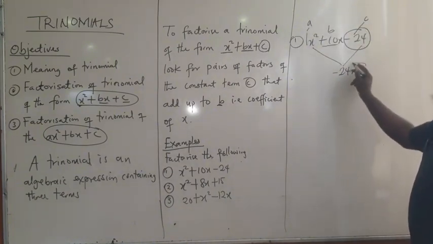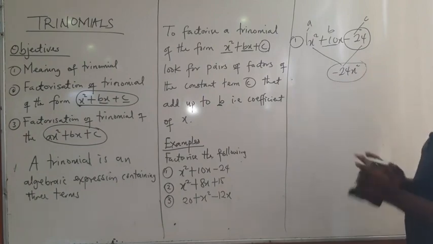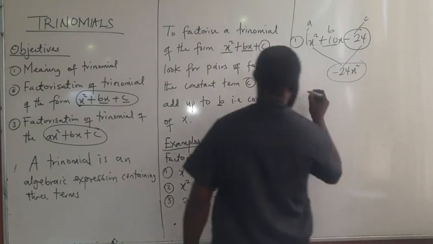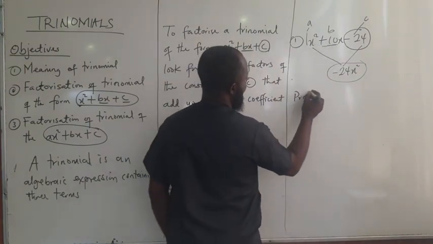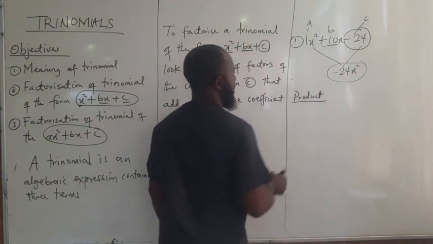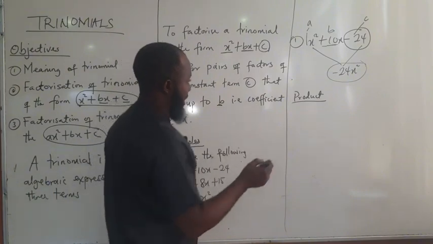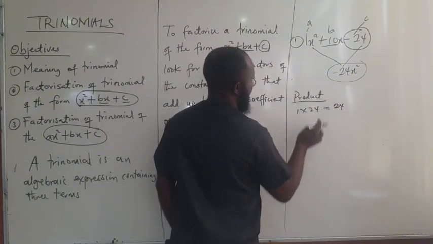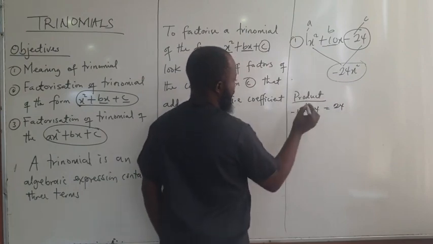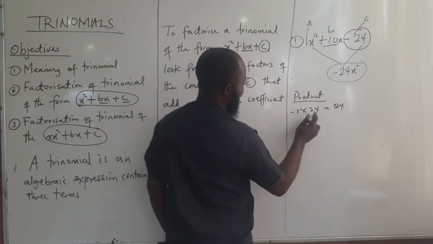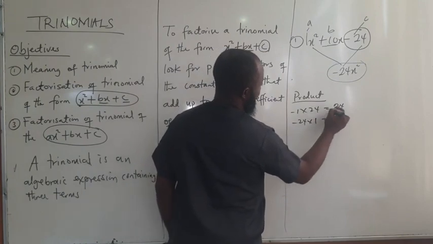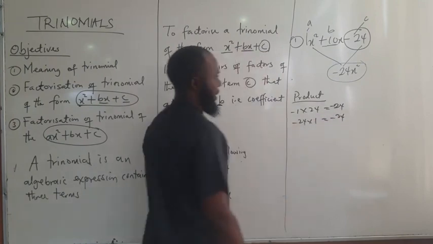So we are now going to look for a pair of numbers that when we add them up, we're going to get 10x. What we're going to do now is leave out the product, the pair of numbers that will give us minus 24. So let's start from 1. 1 times 24 will give us 24. But this is minus, so this one could be minus. And also we can change this one to be minus 24 times 1, which will also give us minus 24. I hope I'm making sense.